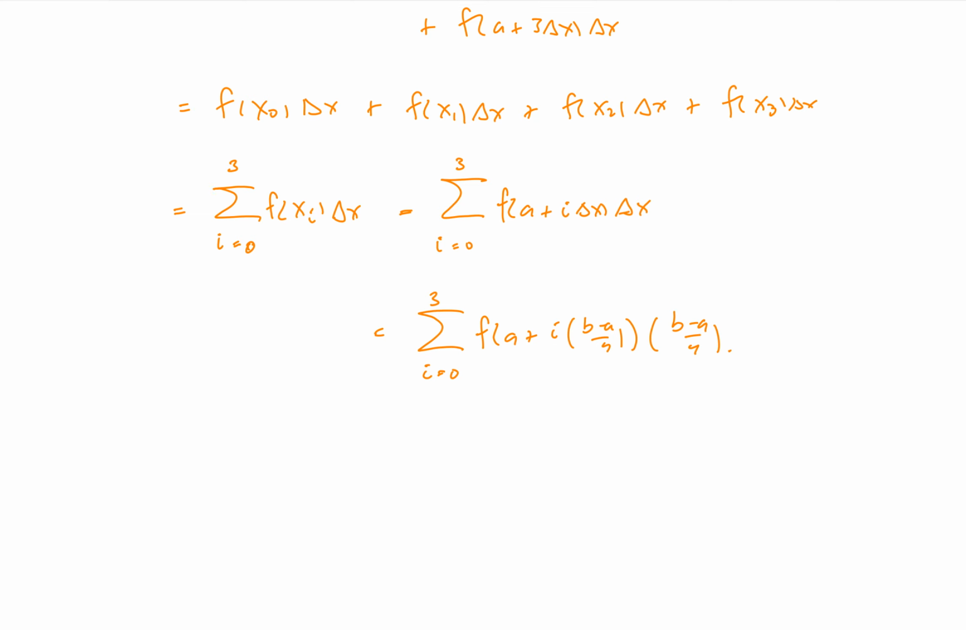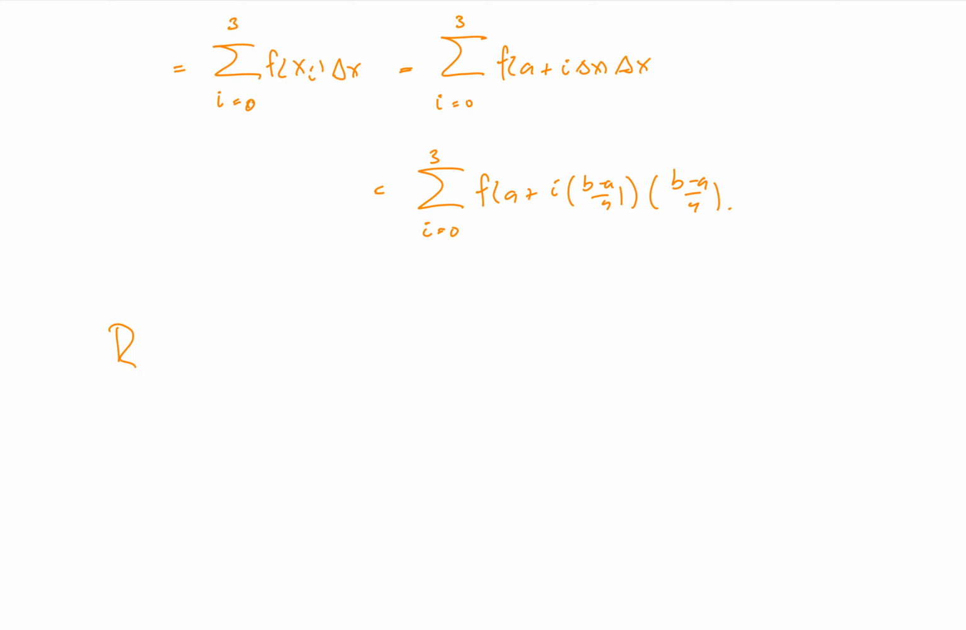And similarly, we could write the right-hand sum. This would be the sum from i equals 1 to 4, because we want to use the right endpoints, of f of xi delta x. So maybe take a second to pause the video and make sure you understand where that came from.